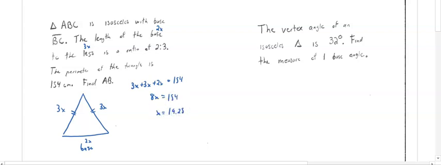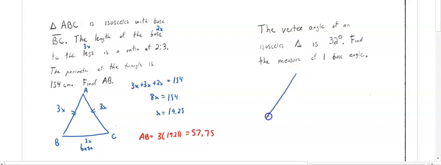Now it says that BC is the base, which means our vertex angle is going to be A. So if we are trying to find AB, we would have 3 times 19.25, and we get 57.75.